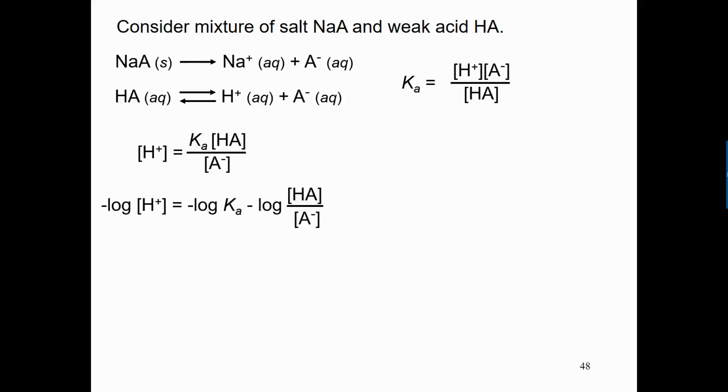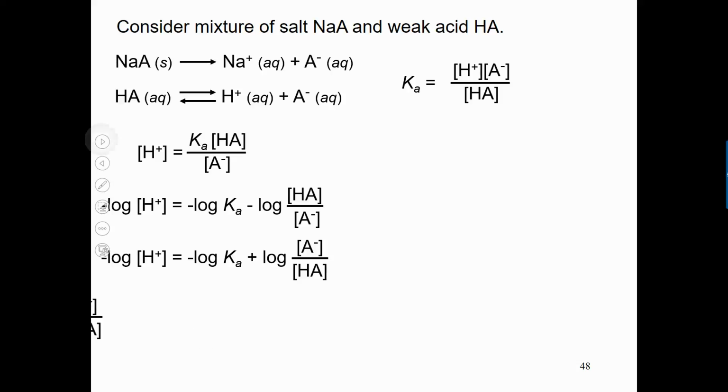So we can easily see that if we take the negative log of H plus, that gives us what? The pH. So if we set everything to the negative log, the negative log of H plus is pH, and the negative log of the Ka gives me a what? pKa, right? So the pH equals the pKa plus the log of the base over the acid. Okay?